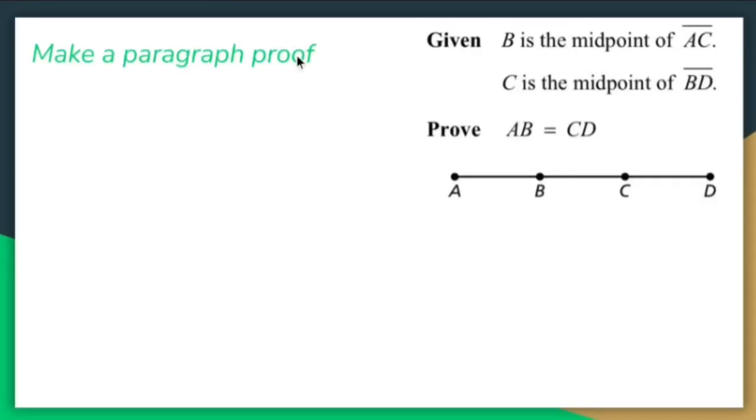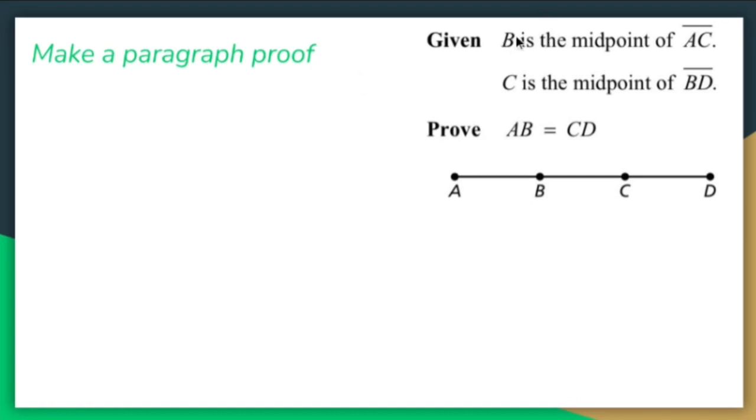Make a paragraph proof. Given B is the midpoint of AC, C is the midpoint of BD, prove that AB equals CD. All right, so what's a paragraph proof? It's a proof where you say given blah, blah, blah, then blah, blah, blah because of this property, then blah, blah, blah because of that property, and therefore AB equals CD. So what do I have to do with this problem?